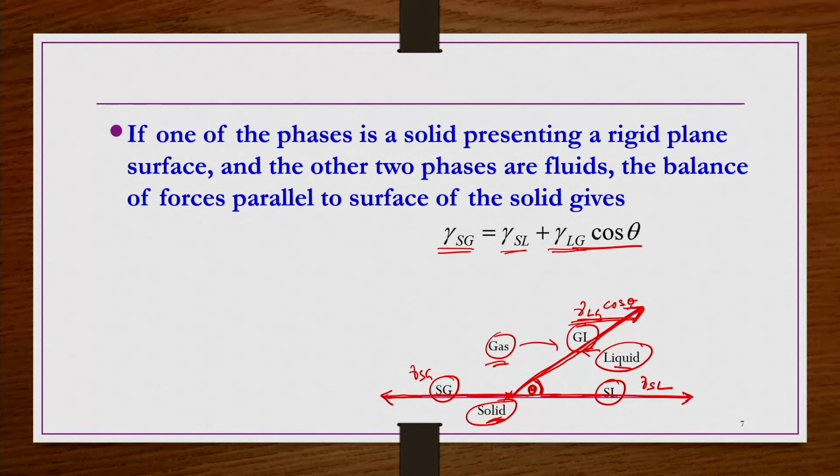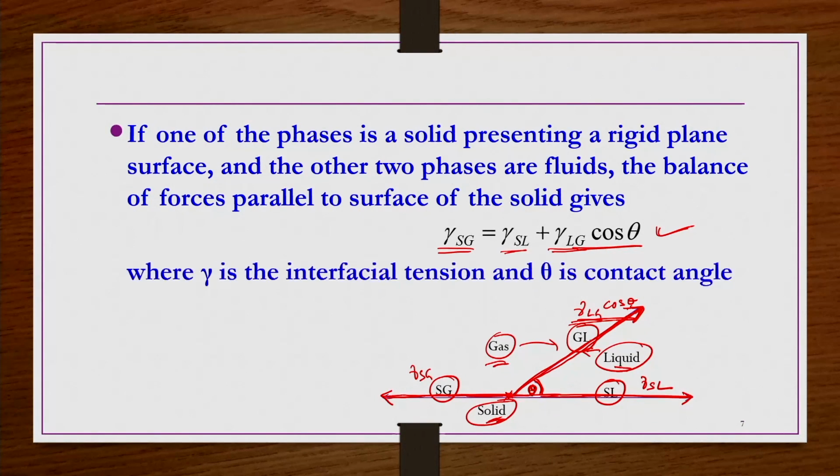Okay. Otherwise, as the sum of all the interfacial tensions for this kind of situation should be 0, then you can write gamma Sg minus gamma Sl minus gamma Lg cos theta is equal to 0, which is nothing but gamma Sg is equal to gamma Sl plus gamma Lg cos theta. Okay. So, here gamma is the interfacial tension and theta is the contact angle.